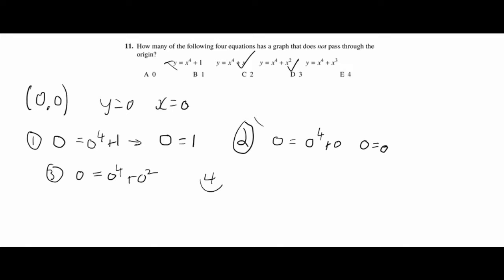And doing the same for the fourth one, we get that 0 is equal to 0 to the power of 4 plus 0 to the power of 3. Clearly this is true, so the fourth one also passes through the origin. So the only one that does not pass through the origin is the first one, and so the answer is B.